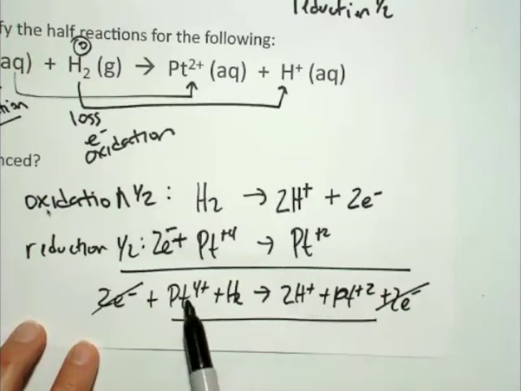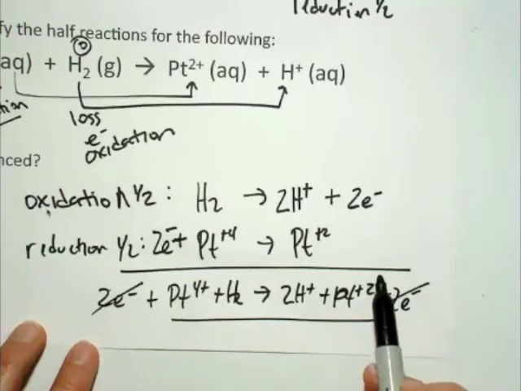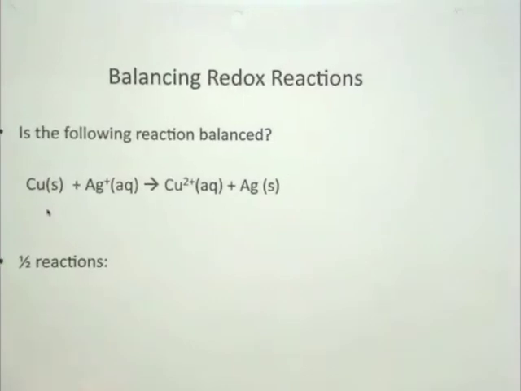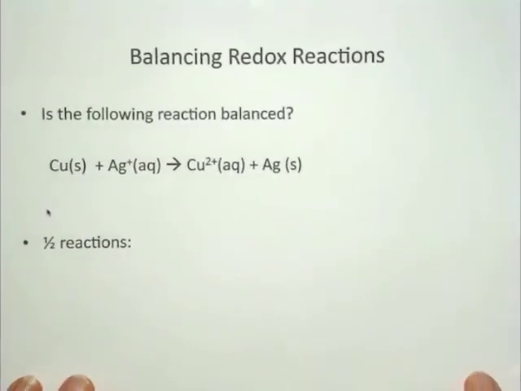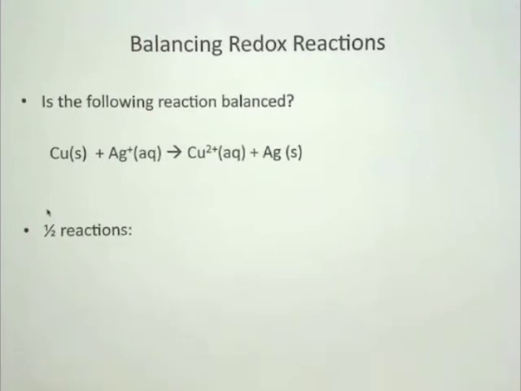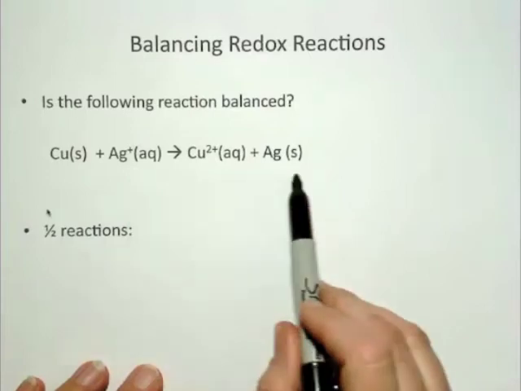On the left-hand side, the total charge is +4, and on the right-hand side, the total charge is +2. Okay, so that's another skill, so you're not thrown when you see half reactions later on as we move along. And then I also showed you as I was showing you the half reactions, how we balance reactions. So look at this one. Is this particular equation balanced?